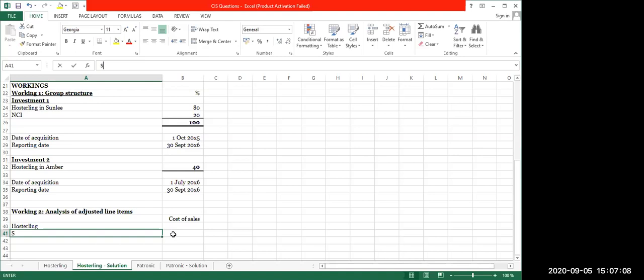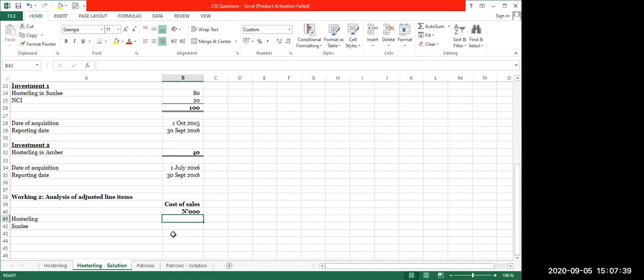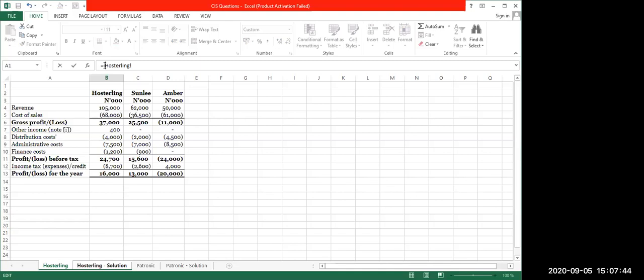Please take note. Amber is an associate. Associates are not consolidated. The sole basis for consolidated financial statement is control. So once there is no control, you can't consolidate. So for Amber, there was no control all through the year. So we cannot consolidate Amber for whatever reason. You only consolidate subsidiaries. So Hostaling, I will just pick Hostaling's cost of sales from here. Here is Hostaling's cost of sales.